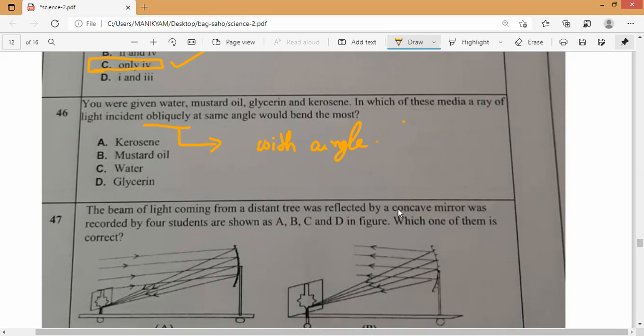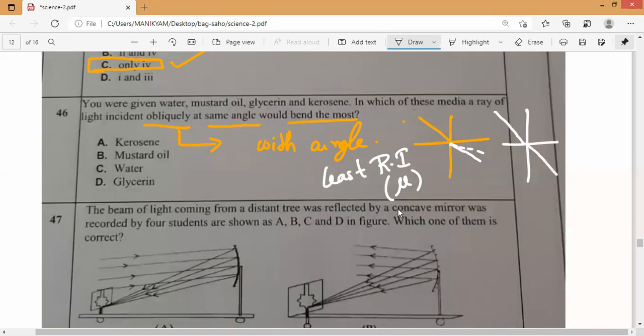Yes, guys, try to understand carefully. That is the reason I told you to learn the tabular column. Now they are saying at almost the same angle it would bend the most, meaning the incident angle is almost the same. Do you understand what they are saying? Almost the same means in which one, guys? The one which has the least refractive index. Yes or no? Because if both have the same refractive index, then the light ray will go in the same path. Please respond. Yes or no?